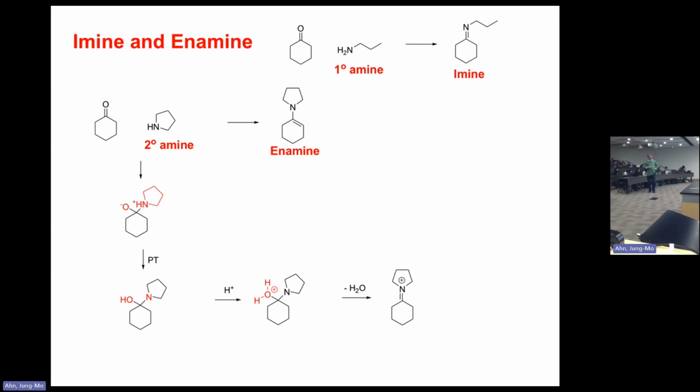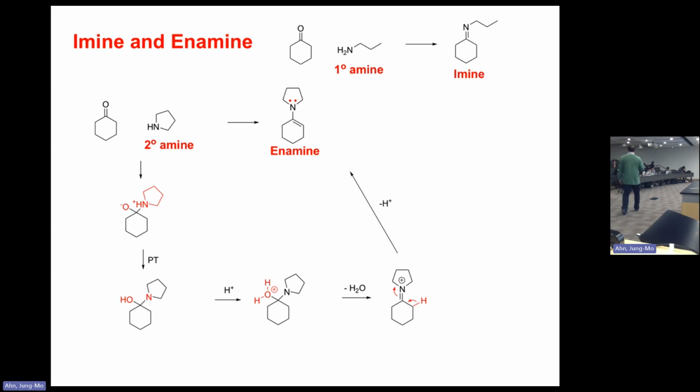But in the case of using a secondary amine, you get the iminium ion, which you will never get rid of the positive charge. These positive charges are permanently put on. They hate that. So what happens is, if there's a hydrogen in the alpha position to the carbonyl, this hydrogen is taken away. We get the electrons coming in, we get double bonds, and these electrons go to nitrogen, so we get a neutral amine. This is something called the enamine.